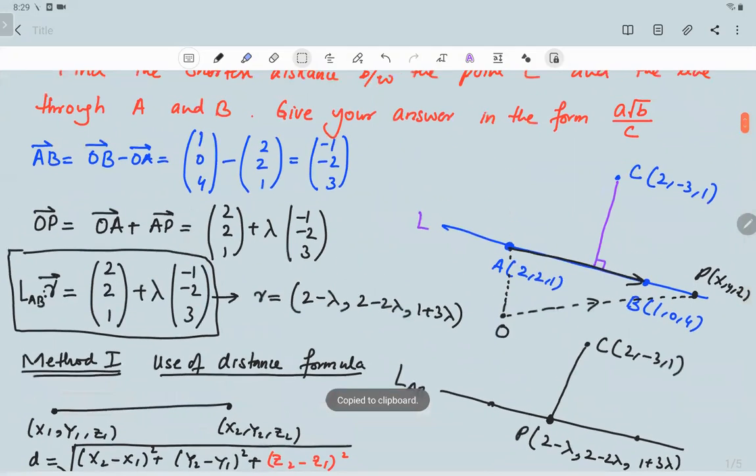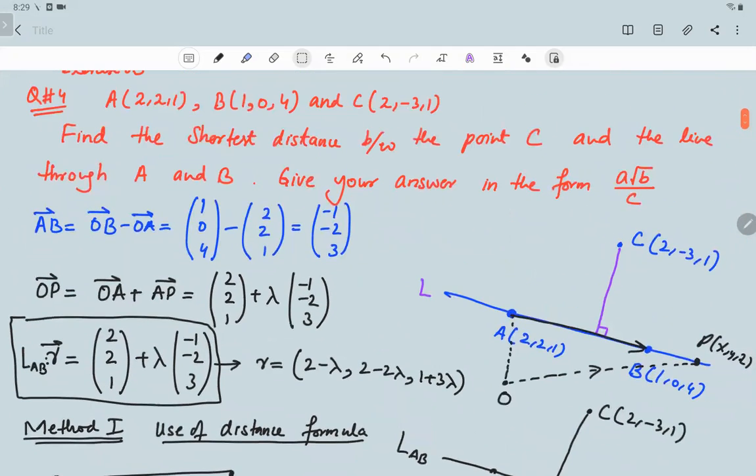Please revise how we calculated the equation of the line. AB will act as a direction vector. OP is equal to OA plus AP, and AP was a multiple of AB, that is, AP was lambda times AB. Then it was inserted over here, and this is how you find the equation of the line.